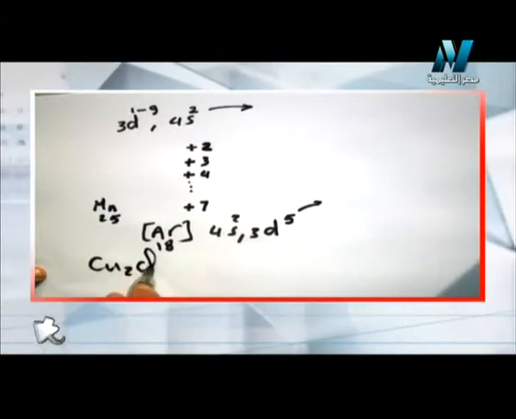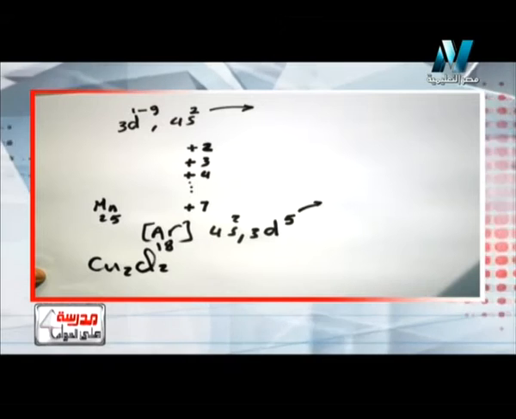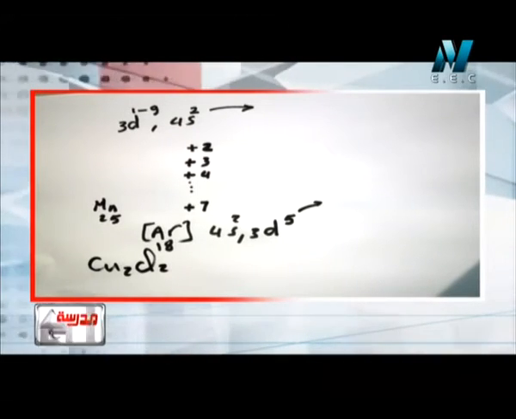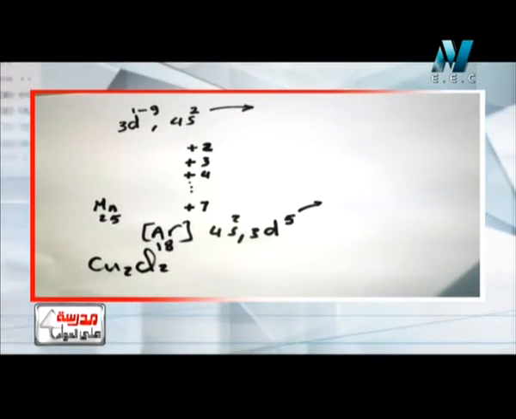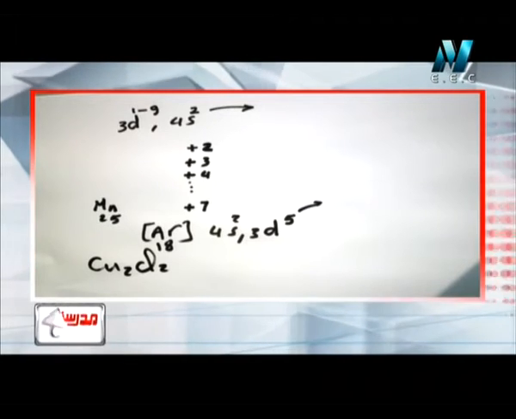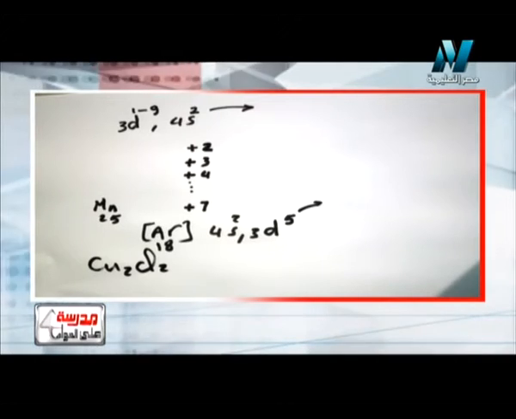Except copper. Copper may be positive 1, as in cuprous chloride or cuprous oxide, Cu2Cl2. The oxidation number of copper will be positive 1. But all transition elements have the oxidation number 2 or more, except, as we said, scandium, which will be positive 3. This is about the oxidation number. So a transition element has variable oxidation number because they can lose electrons from 4s and 3d.